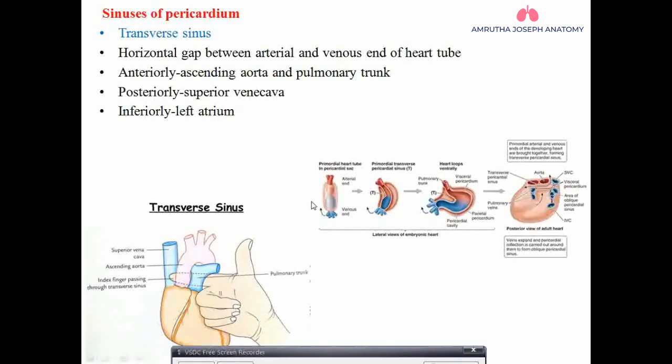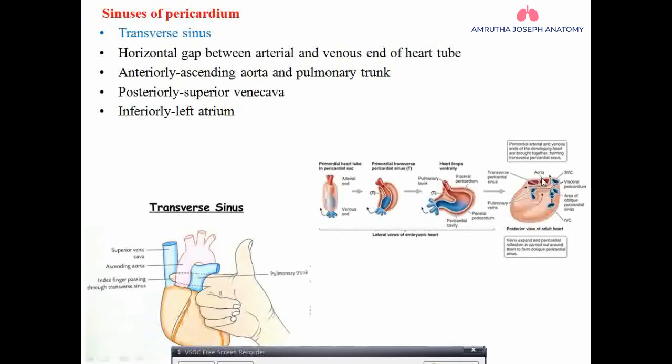Now, during the development, the heart tube has got two ends, arterial end and the venous end. Later, this tube modifies in such a way that our adult heart is formed. So, it is a complicated procedure where the heart tube bends like this. Ultimately, the adult heart is formed, but there is a gap that exists between arterial and the venous end.